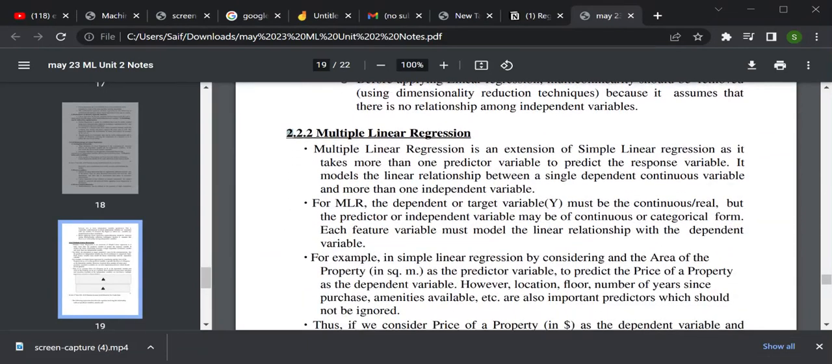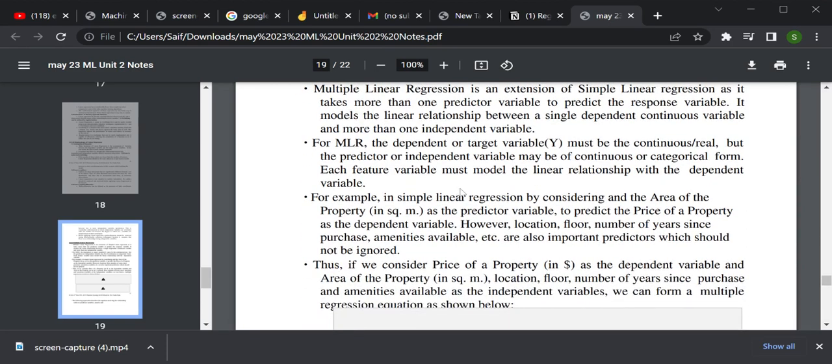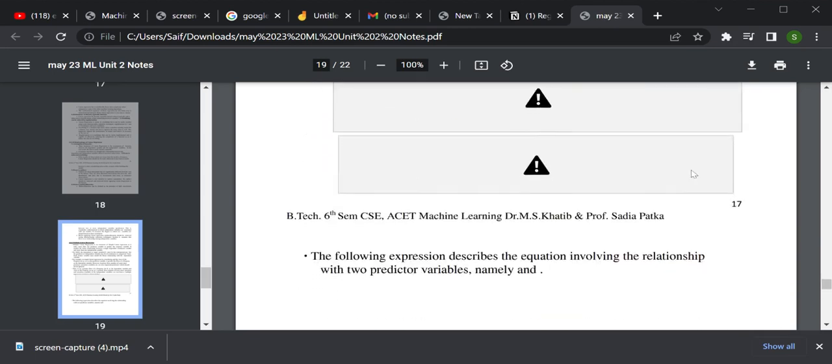The topic that we have in the unit is multiple linear regression. It is an extension of simple linear regression, as it takes more than one predictor variable to predict the response variable. It models the linear regression with a single dependent continuous variable and more than one independent variable. In multiple linear regression, the dependent or target variable must be continuous, real. You can read all this.